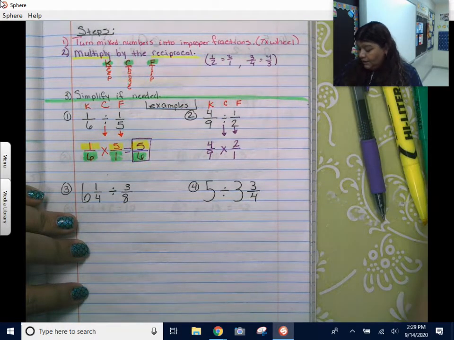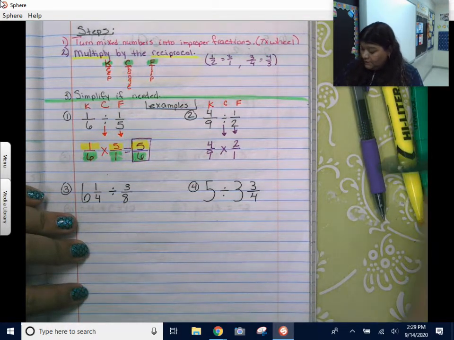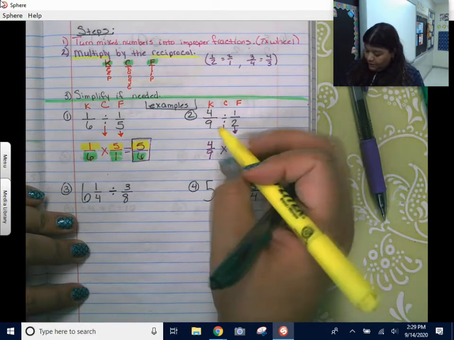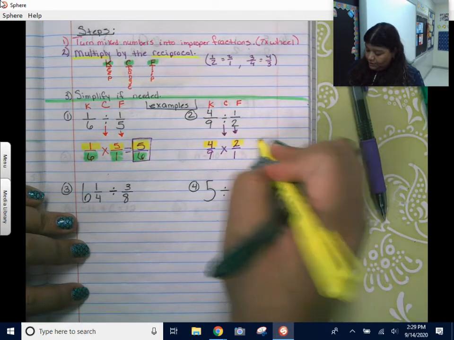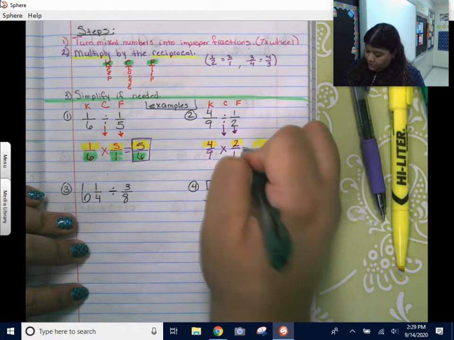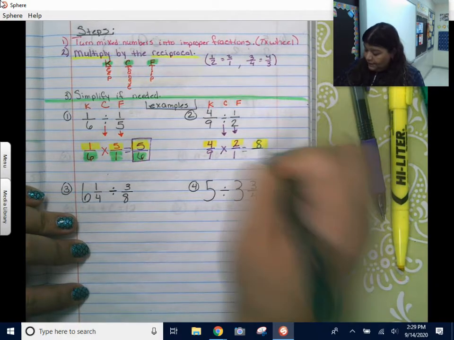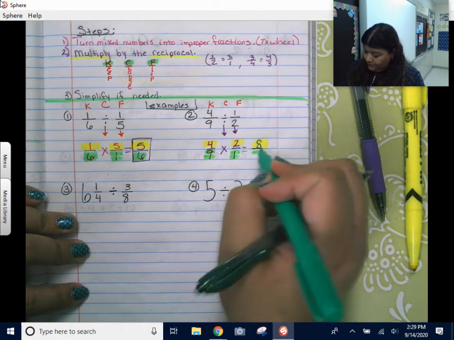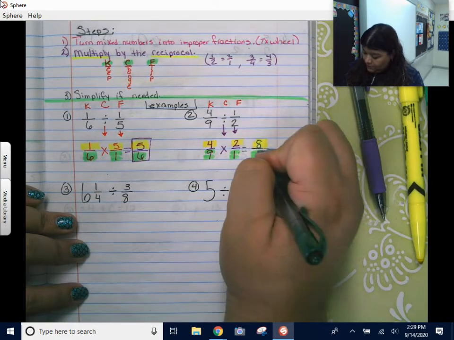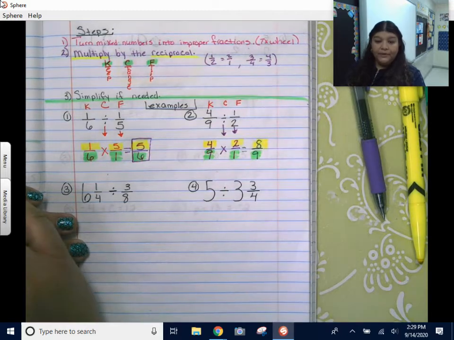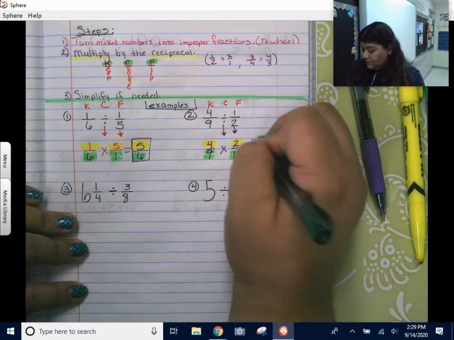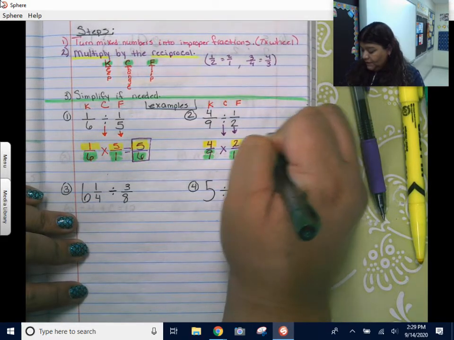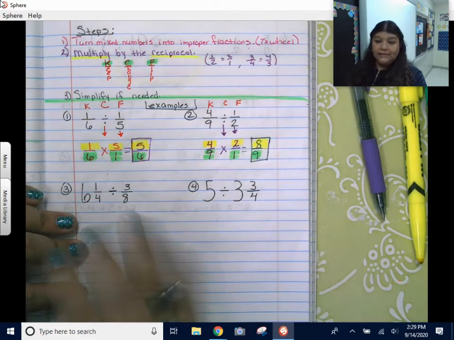Okay, now we're ready for the answers. So I'm going to go ahead and multiply numerator times numerator. So 4 times 2 is 8. And then denominator times denominator, 9 times 1 is 9. Okay, now can I simplify 8 over 9? Is it improper? No, so we are done. So the answer to 4/9 divided by 1/2 is 8/9.